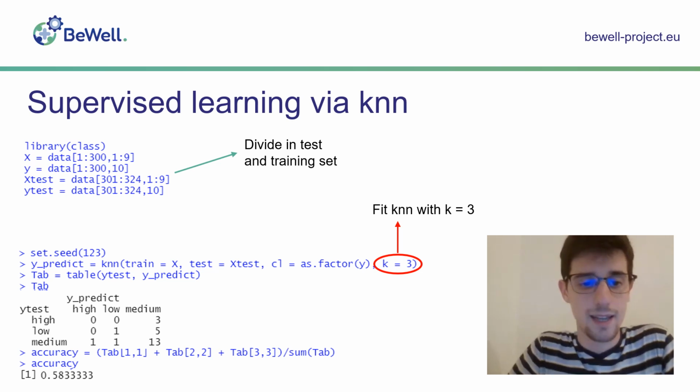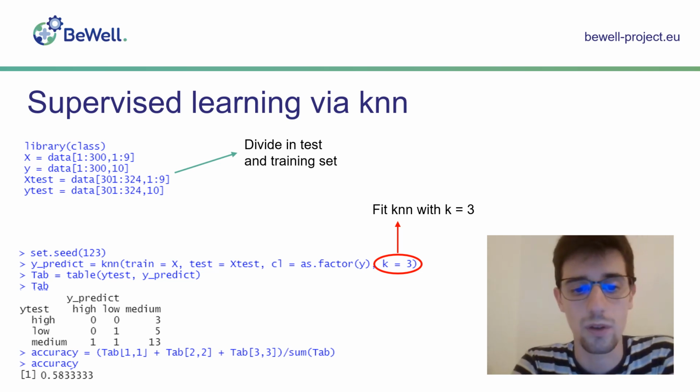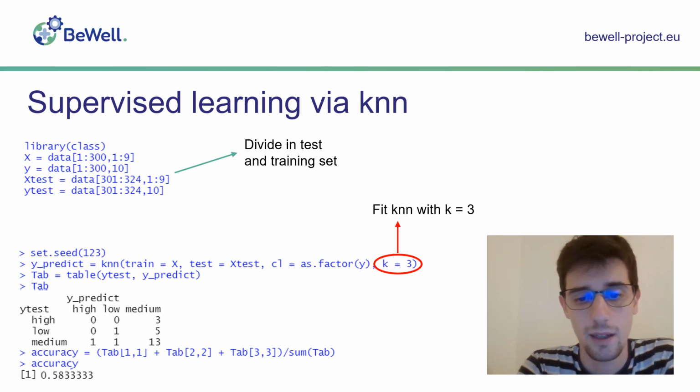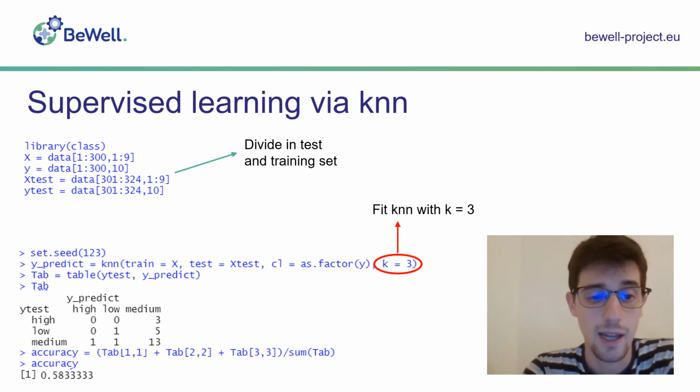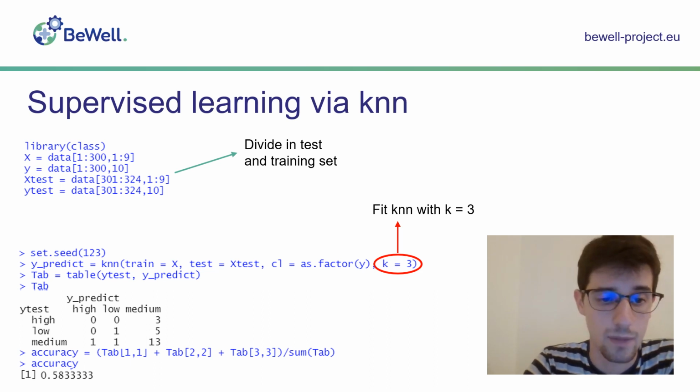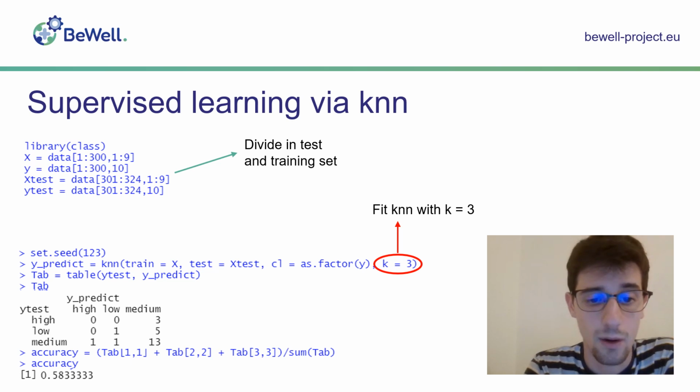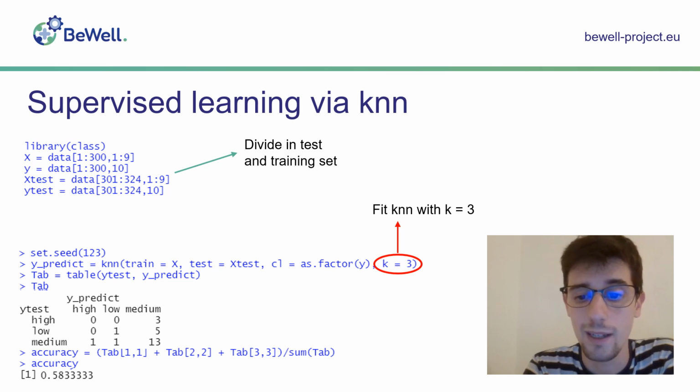Firstly, we set the seed in order to ensure the reproducibility of the results. Then, the model training and the prediction of new labels is performed using a single command, that is, indeed, knn. As arguments, we must specify what is the training data, the test data, and the set of labels for the patients in the training data. However, it is the final argument, the crucial one, that is the number of nearest neighbors used to predict the labels of the new observations.